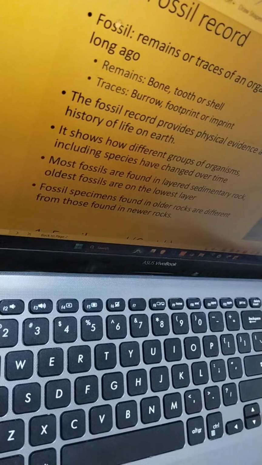Fossil record remains are traces of an organism that lived long ago. Remains means bone, tooth, or shell. Traces are the footprints or imprints. So fossils or remains are traces of an organism. The oldest fossils are on the lowest layer.